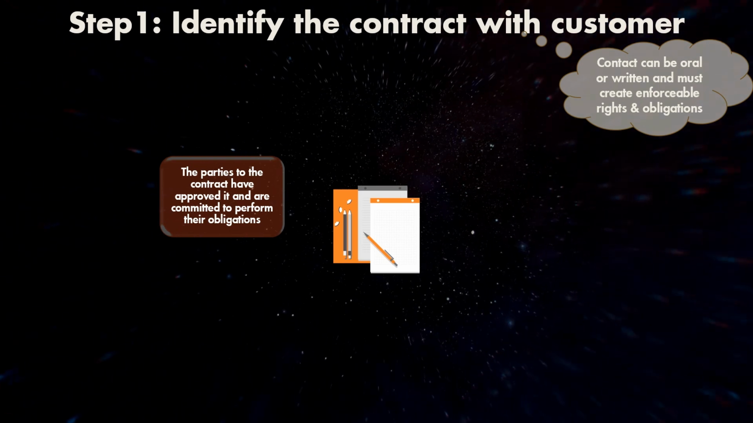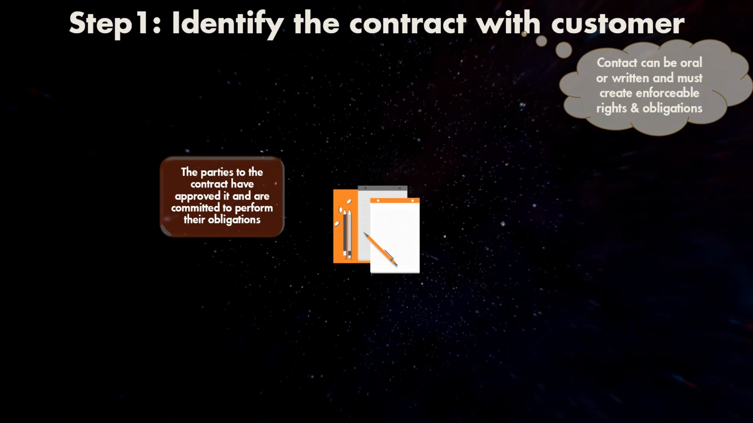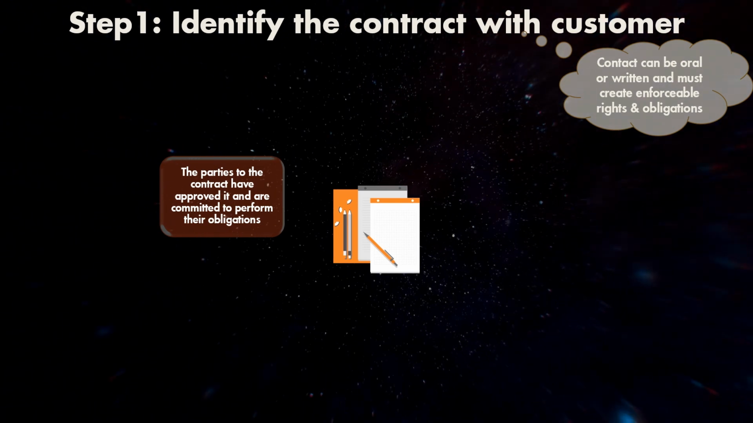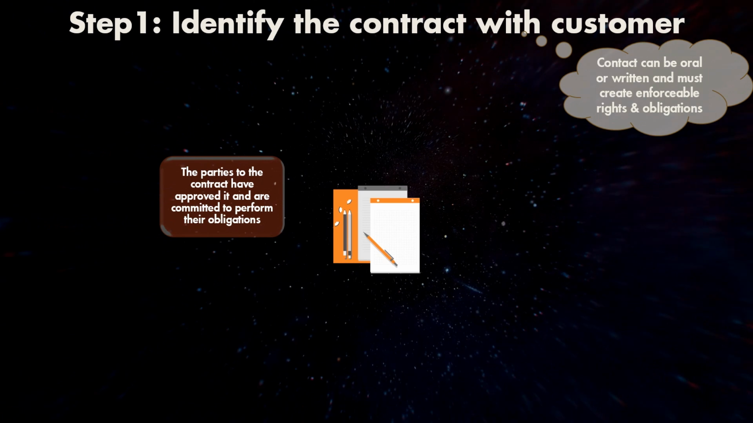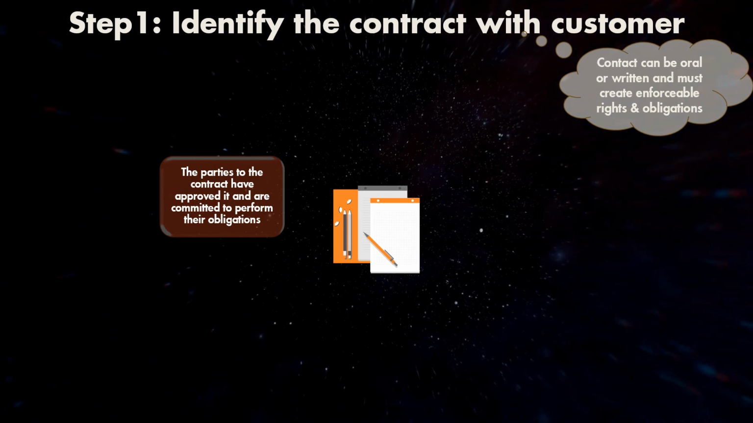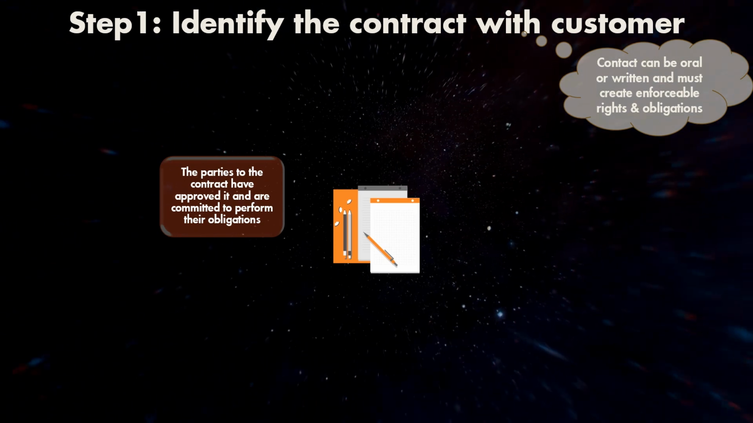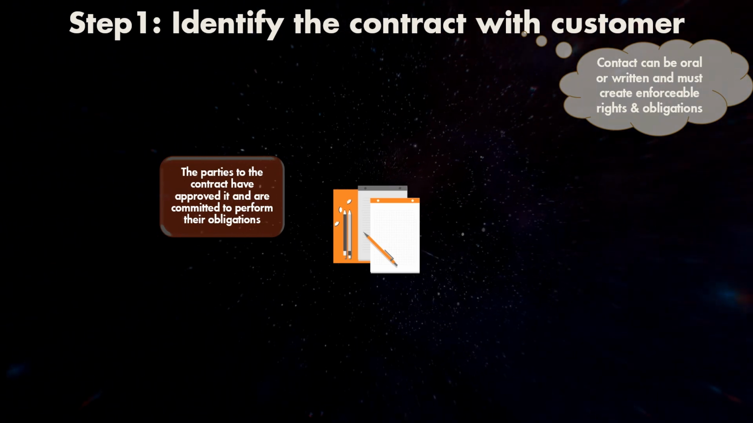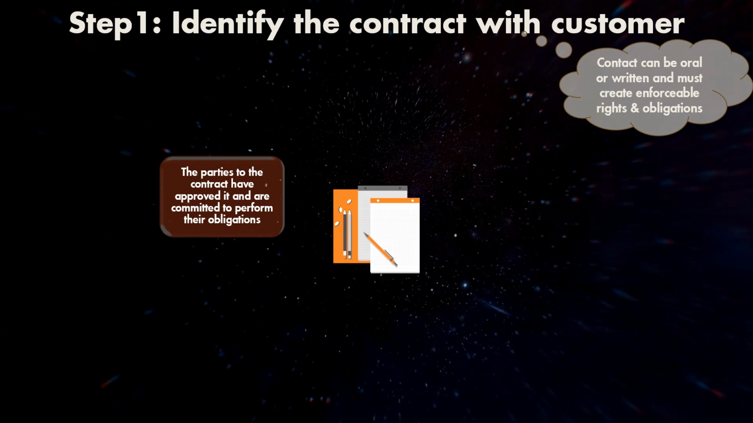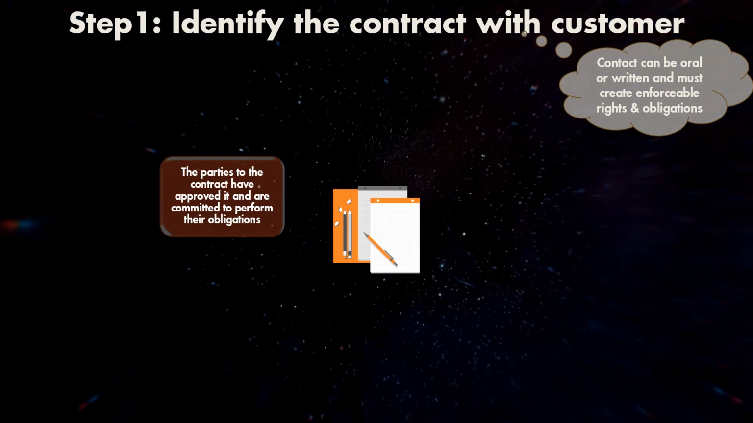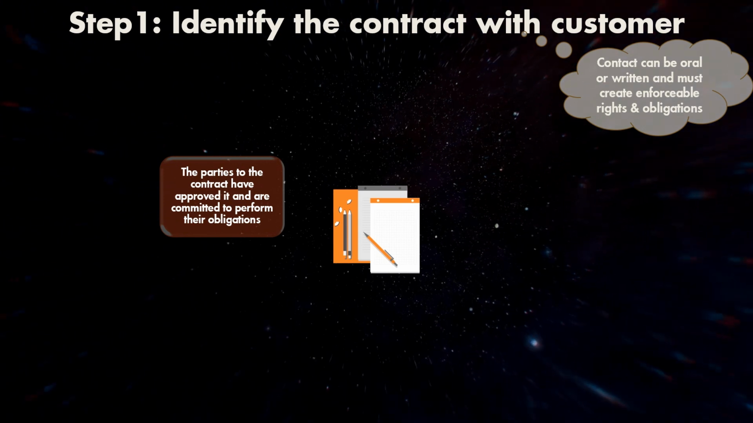The parties to the contract have approved it and are committed to perform their obligations. For example, in a situation where you are entering a shopping mall to buy some commodities, the shopkeeper is eager to provide you the required goods. This situation shows approval and commitment on both sides, resulting in an implied contract.